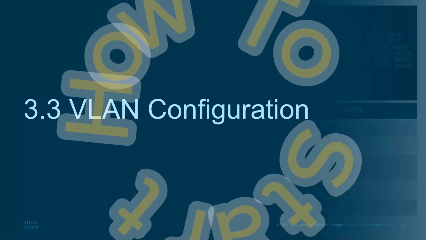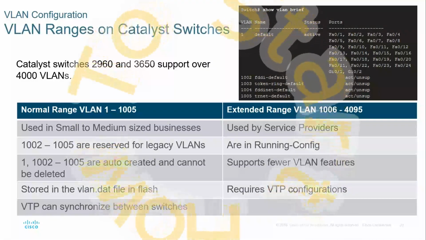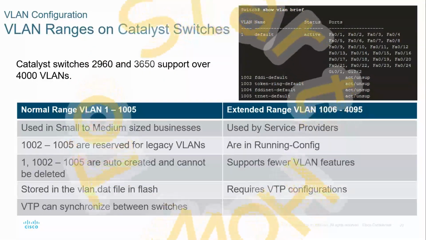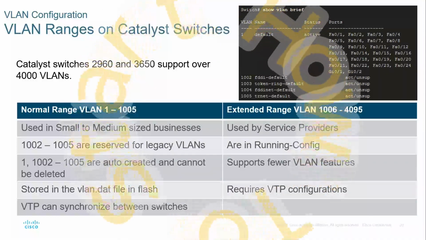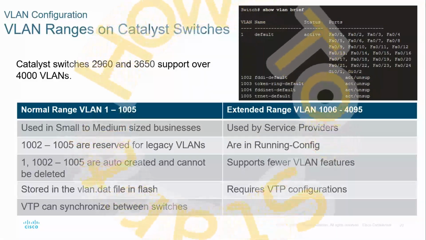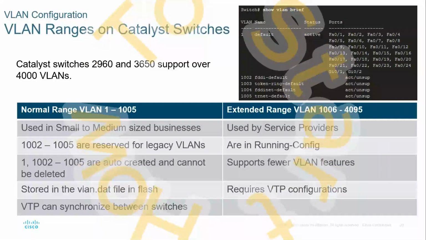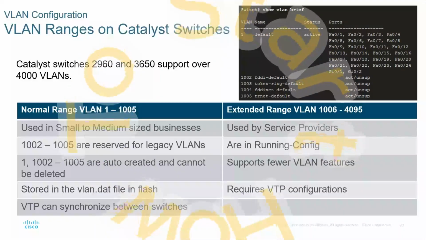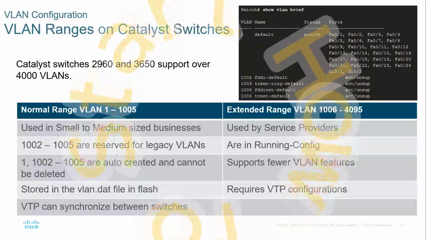Alright, so first things are Cisco Catalyst switches, typically a 2960, and 3650s will support over 4,000 VLANs. Those are more of the modern day switches. Realistically, these are still like 10 plus years old, but those are what we're going to be using in this class. If we're talking a normal range VLAN, they're going to be typically under 1,000. If we're talking extended, they're going to be over 1,000.